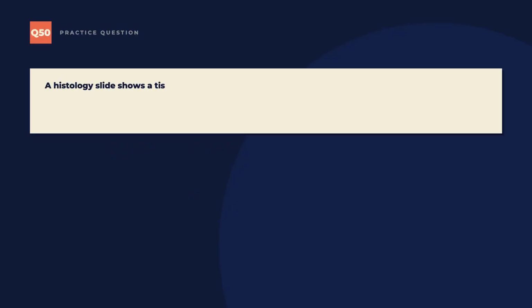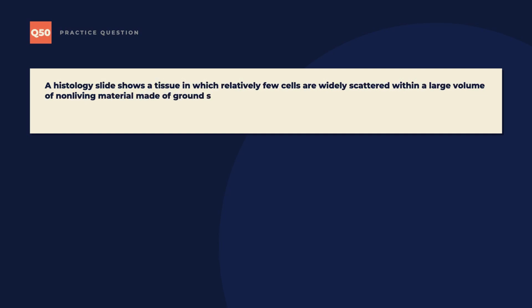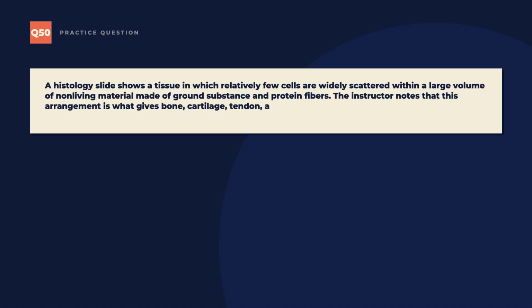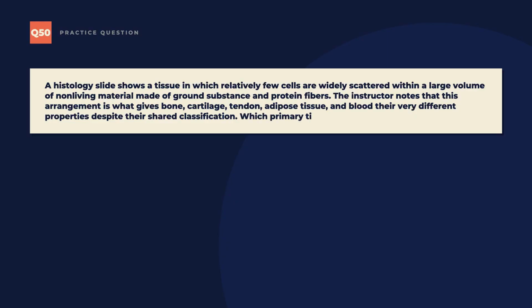Question 50. A histology slide shows a tissue in which relatively few cells are widely scattered within a large volume of non-living material made of ground substance and protein fibers. The instructor notes that this arrangement is what gives bone, cartilage, tendon, adipose tissue, and blood their very different properties despite their shared classification. Which primary tissue type is shown?